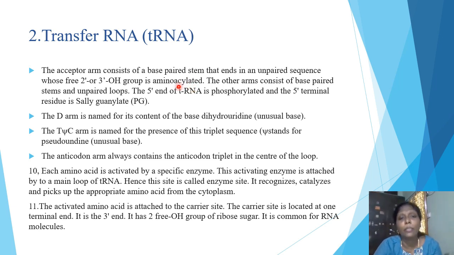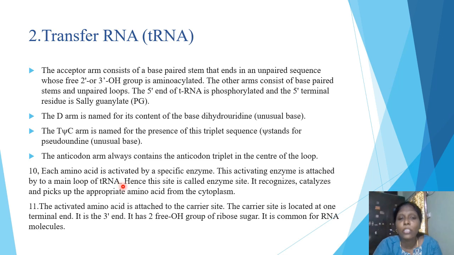So here in the acceptor arm, the amino acid will be acylated, and the 5' end of the tRNA is phosphorylated. In the D arm, it contains dihydrouridine, which is an unusual base, and in the T arm there will be a triplet sequence containing pseudouridine. The anticodon arm always contains the anticodon triplet in the center of the loop.